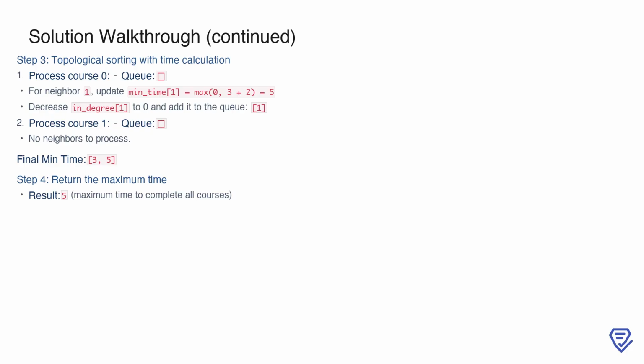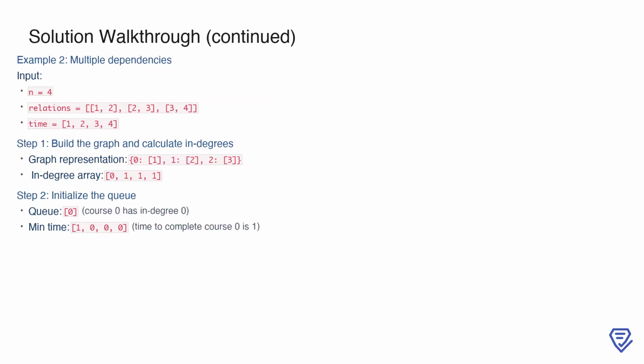Now, we process course 1, which has no neighbors, so the queue becomes empty. At the end of the topological sort, the minimum time array contains the values 3 for course 0 and 5 for course 1. The final step is to return the maximum value from the minimum time array, which is 5. This represents the total time required to complete all courses.